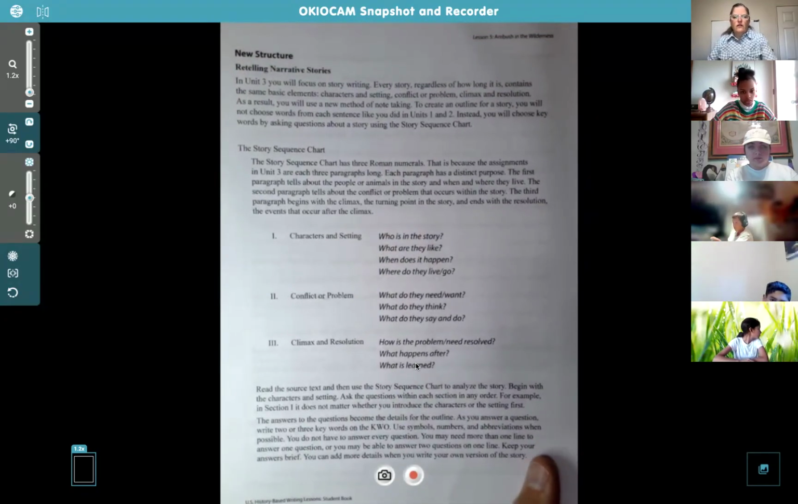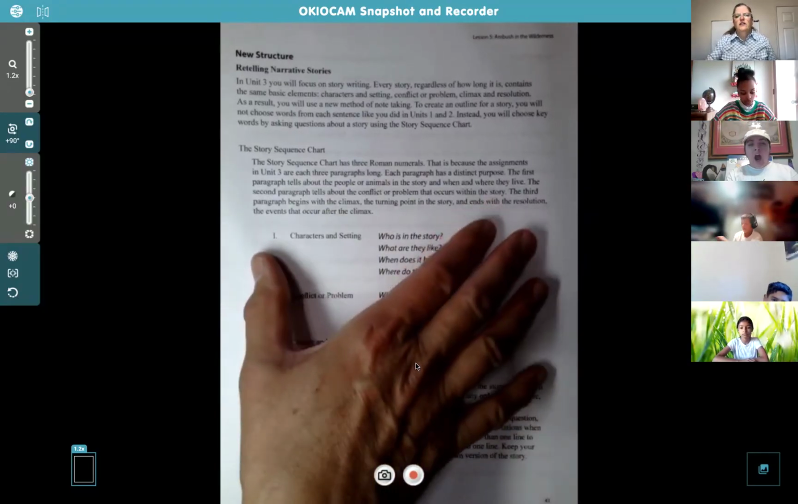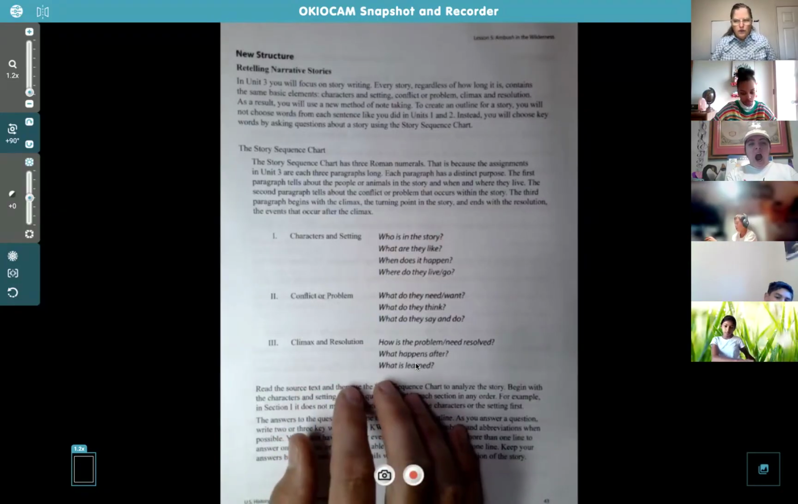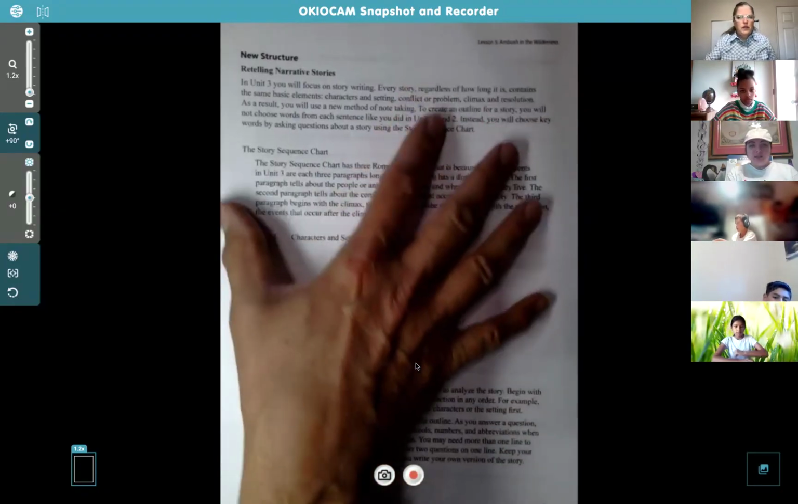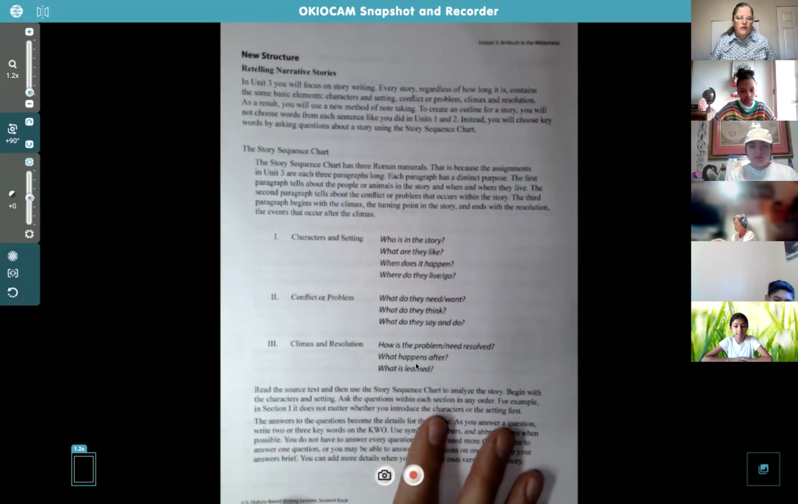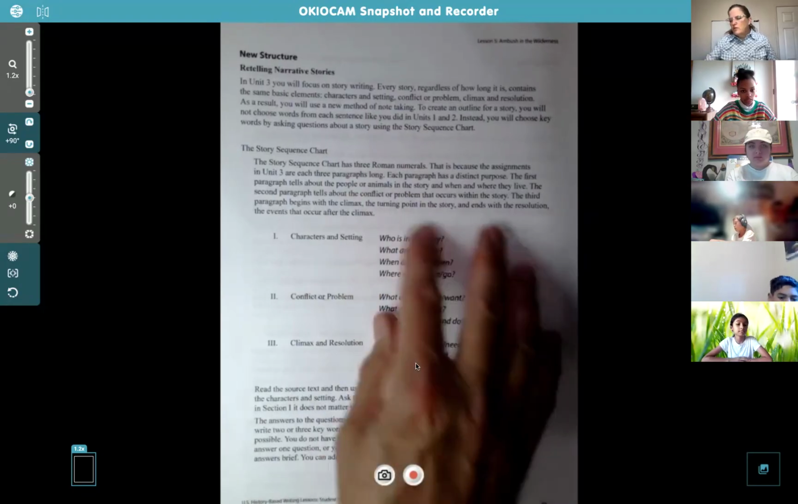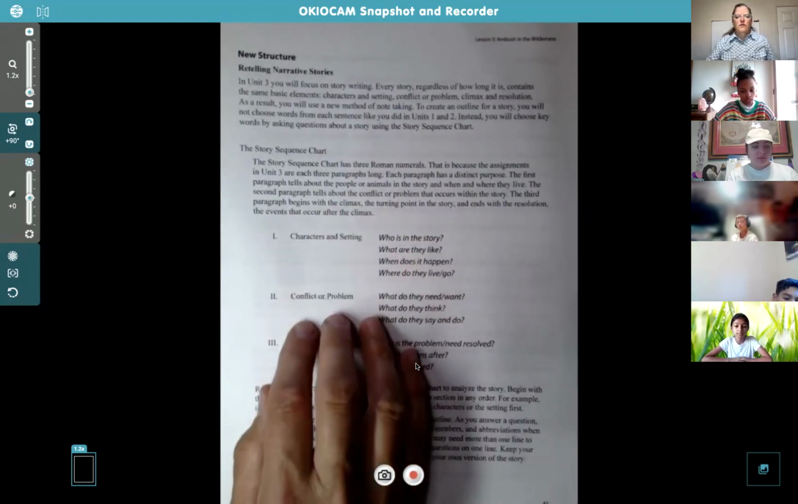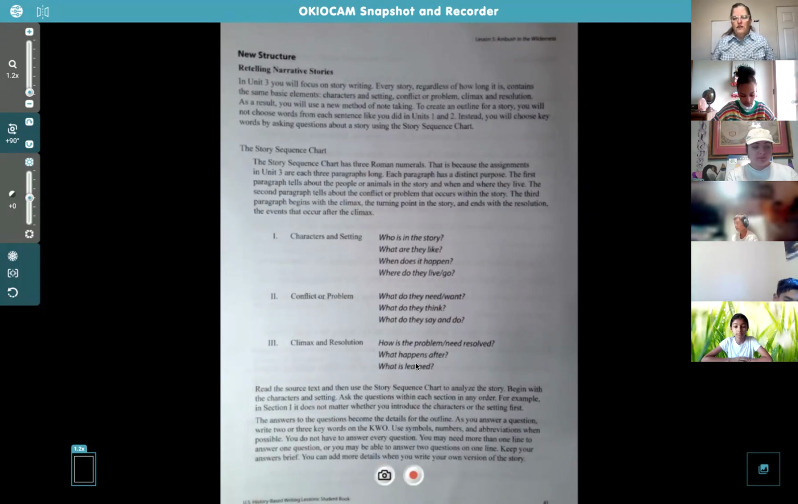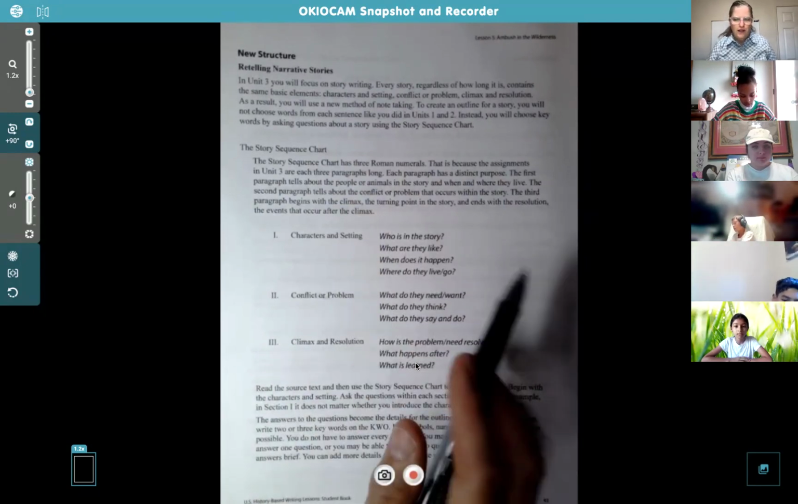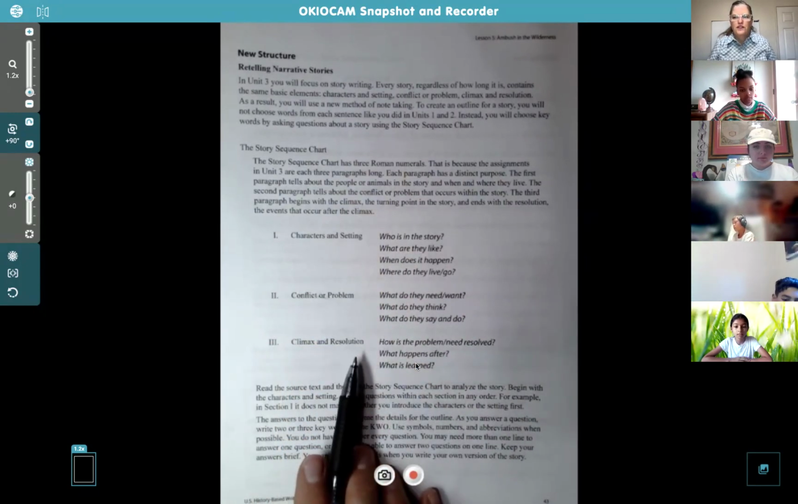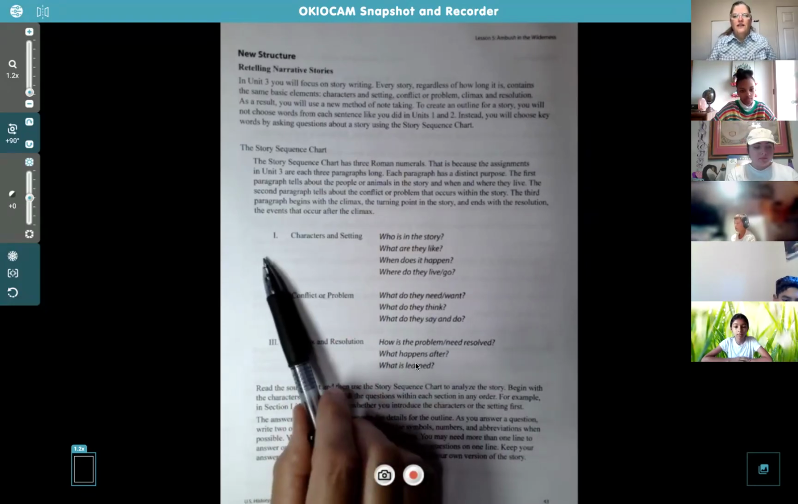This week, like I said earlier, rather than just doing a keyword outline, we are actually going to do a story sequence chart. And it's set up a little bit different in this book than what we had in the binder last year. But I just wanted to show you these three main parts. Remember this? We used to talk about Kung Fu Panda. That's how we remember these parts of the story sequence chart.